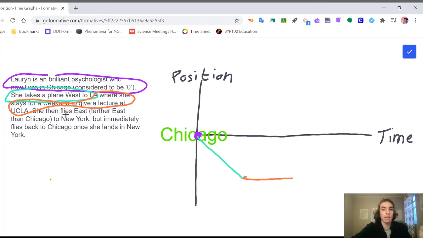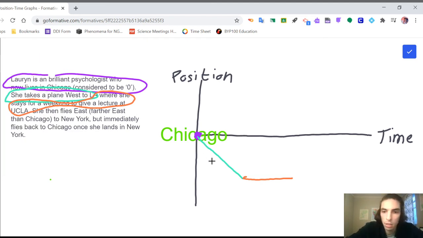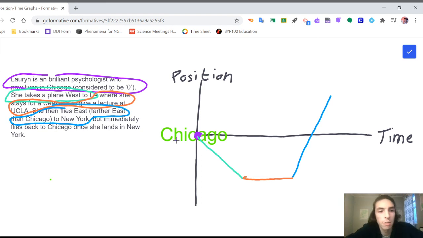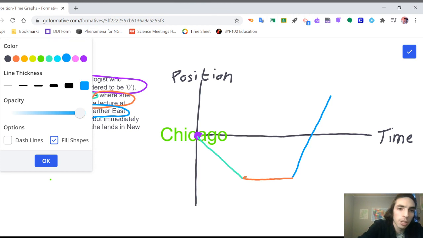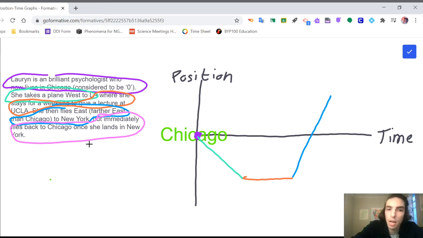She then flies east, and farther east than Chicago. That's an important detail to let me know that when I'm drawing this, I need to move her past Chicago. So farther east than Chicago, like more positive than her home here in Chicago. But she immediately flies back to Chicago once she lands in New York. Now there are two possibilities, maybe more, of how you could interpret this last part. I will do it the way that I was thinking of it when I first wrote this problem.